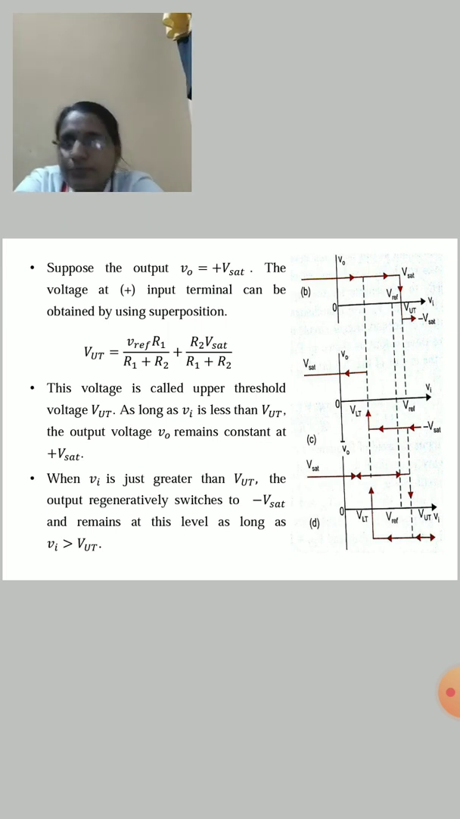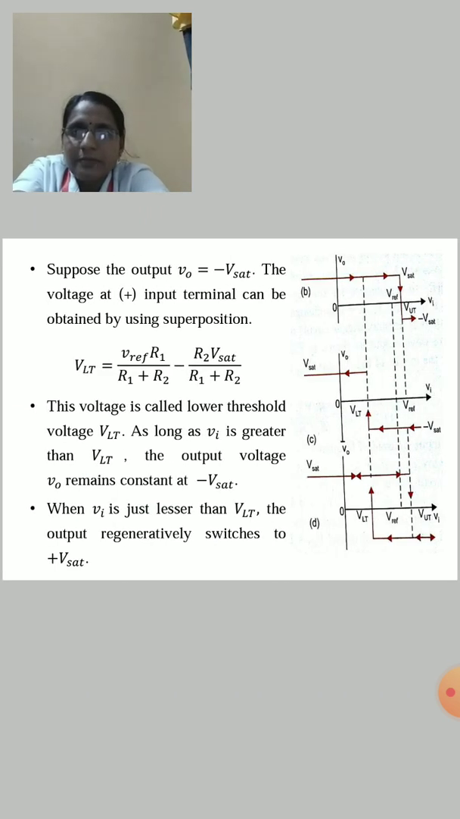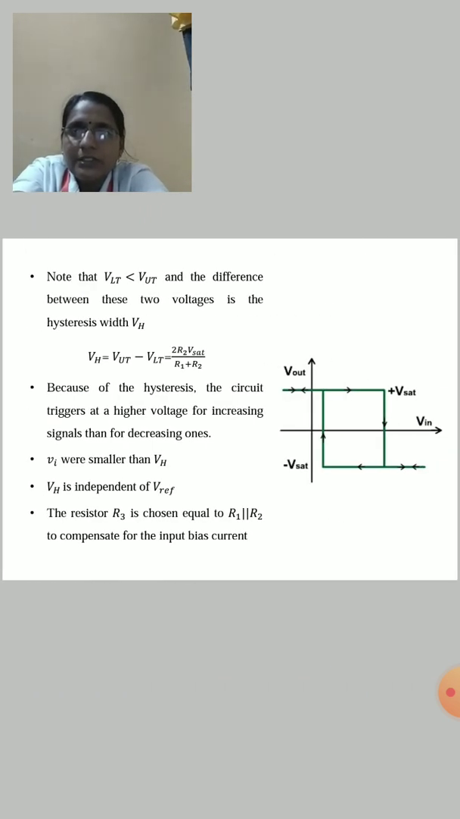This graph shows the output voltage against input voltage. So this graph indicates that once the output changes its state, it remains there indefinitely until the input voltage crosses any of the threshold voltage levels. This is called hysteresis of Schmitt trigger.